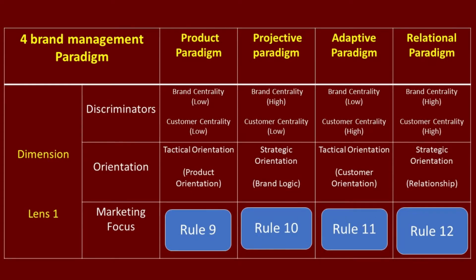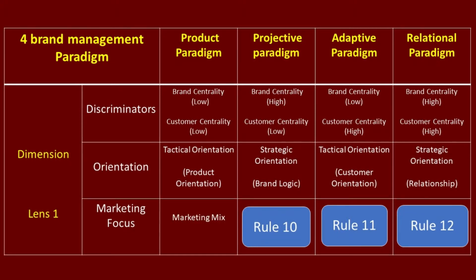The third aspect we study under lens 1 is marketing focus. Rule 9 is, if the marketing vision is based on the product paradigm, the marketing focus should be around the marketing mix, where in-depth 4P analysis comes into the picture. Brand equity is seen as something created by having the optimal marketing mix. It's more of a rational evaluation and implementation.